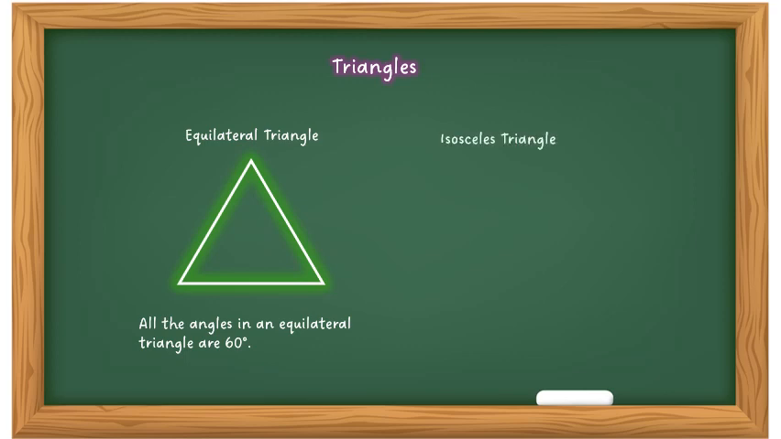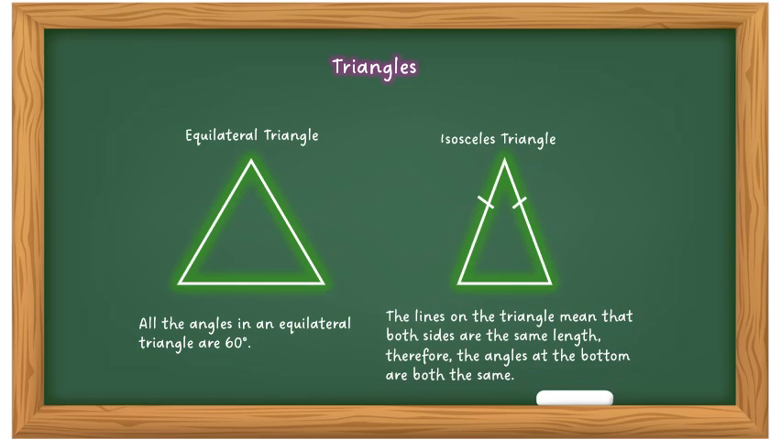Let's look at the isosceles triangle. Again, you can see with this one, you've got these little dashes going through. What that means is that both these lengths are the same size. Now if both these lengths are the same size, then both these angles at the bottom must be the same size. So you may get a question that just gives you that angle there. Well, you can just deduct that from 180, divide it by 2, and it will tell you what these are. So the lines on the triangle mean that both sides are the same length, therefore the angles at the bottom are both the same.